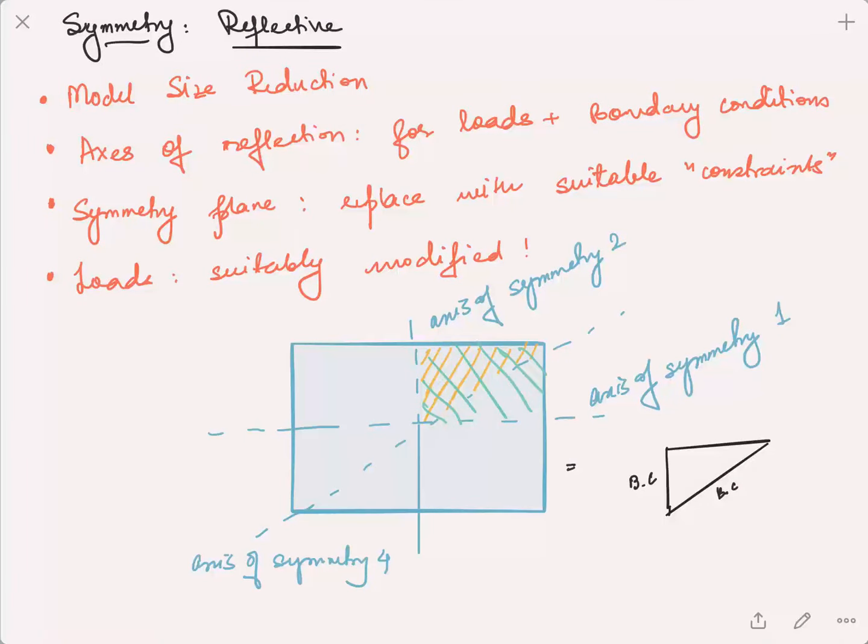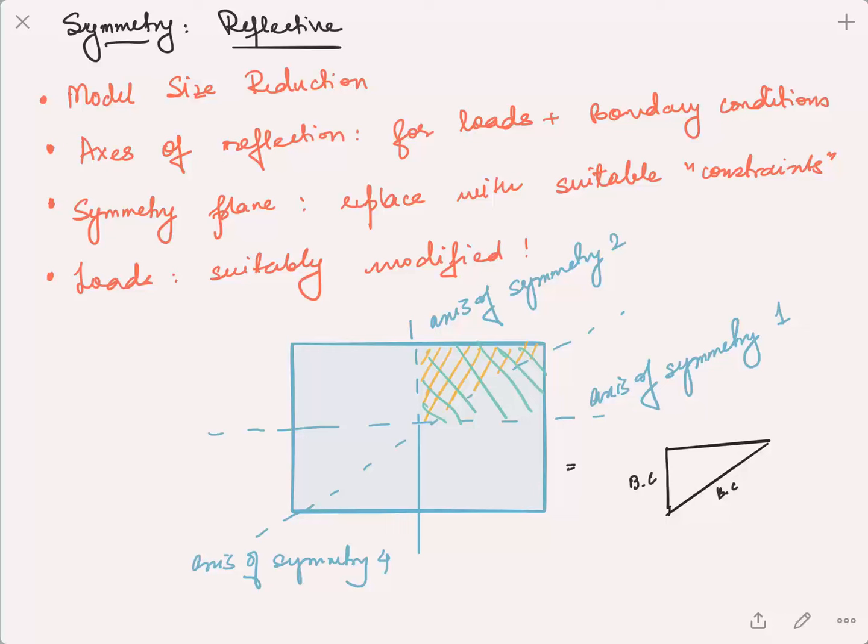So symmetry can be of, first of all, two types, reflective and axisymmetric. We will first discuss reflective symmetry. Reflective symmetry and axisymmetry both are used for model size reduction. What we want to look for in reflective symmetry particularly is the axis of reflection, and the axis of reflection should be common for both loads and boundary conditions. So we cannot make a part symmetric if the loads are non-symmetric. That is something we really need to be careful about when we start designing or modeling something using finite element analysis.